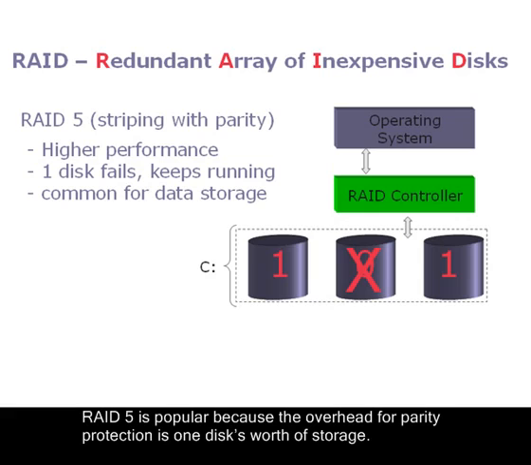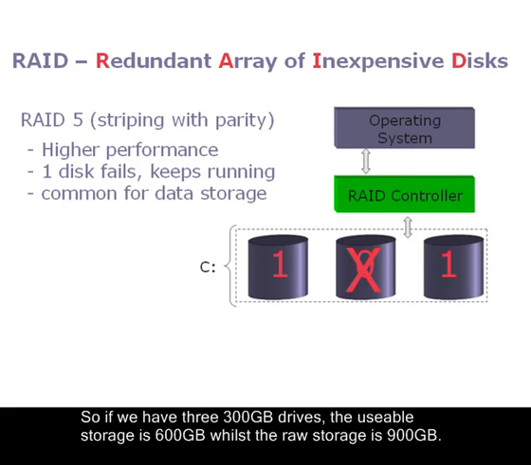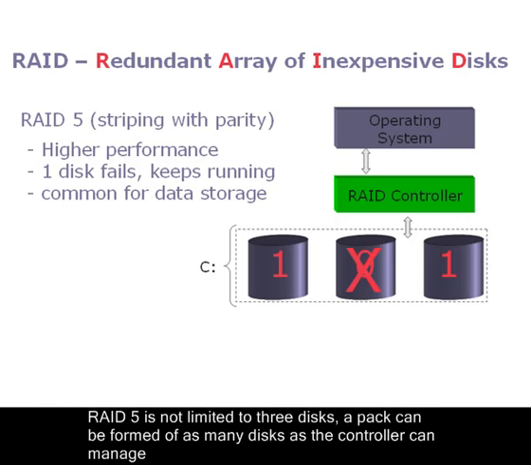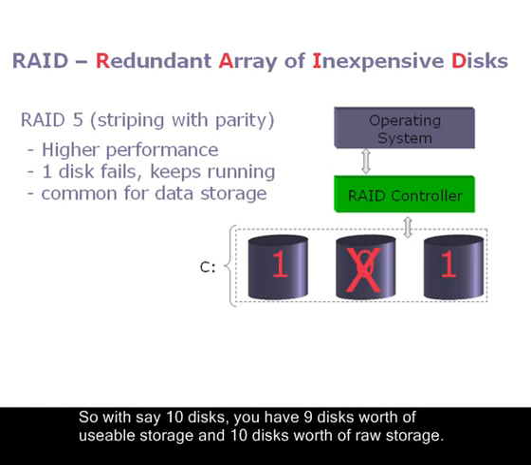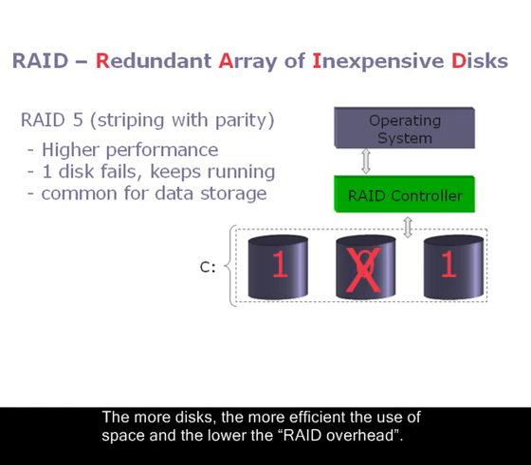RAID 5 is popular because the overhead for parity protection is 1 disk's worth of storage. So if we have 3 300 gigabyte drives, the usable storage is 600 gigabytes, whilst the raw storage is 900 gigabytes. RAID 5 is not limited to 3 disks. A pack can be formed of as many disks as the controller can manage or that can physically fit into the server chassis. So with say 10 disks, you have 9 disks worth of usable storage and 10 disks worth of raw storage. The more disks, the more efficient the use of space and the lower the RAID overhead.